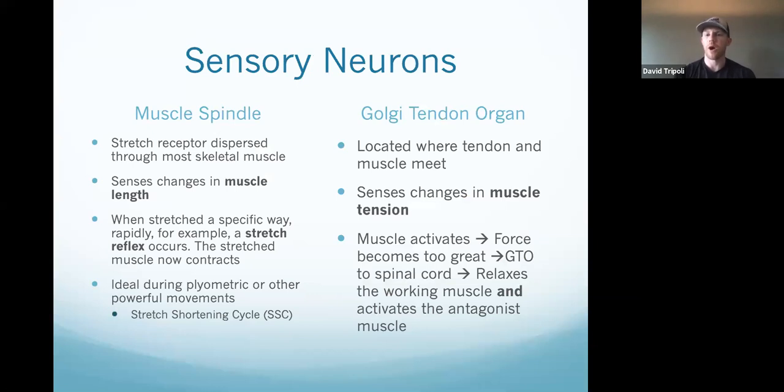Two sensory organs that are probably pretty big for us are the muscle spindles and then the Golgi tendon organs. They sound similar, but I need you to be able to understand the difference between the two. So muscle spindles, think stretch. Okay, so spindle, stretch. They are the stretch receptor. They sense changes in muscle length. When stretched in a specific way, the stretch reflex occurs.